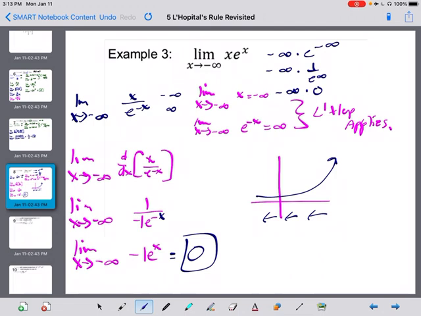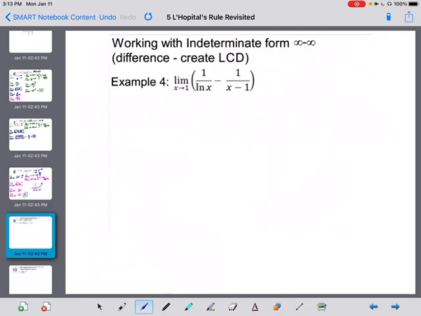Okay, let's hit up example number 4. Now we are going to work with indeterminate form infinity minus infinity. This says that we want to create some difference here in LCD. So as we plug in 1, that becomes 1 over the natural log of 1, which is 0, and 1 over 0 is going to be infinity, minus 1 over 1 minus 1, again, is 1 over 0, so this is infinity. So now we have no choice but to create a common denominator.